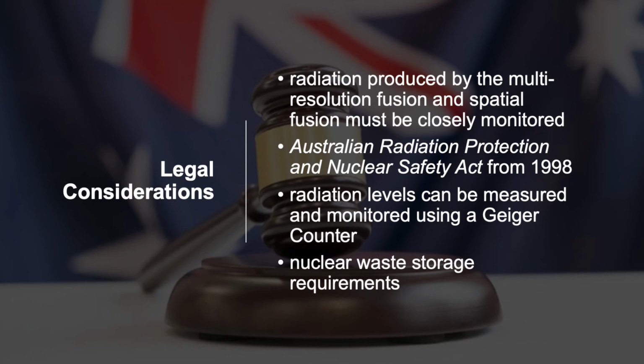The Australian Radiation Protection and Nuclear Safety Act from 1998 refers to the licence that is required to install and operate the final design. Additionally, it refers to the nuclear waste storage requirements. This licence will be a definite requirement for the implementation of the design, and proper verification must be done to ensure that everything is in line with any regulations.